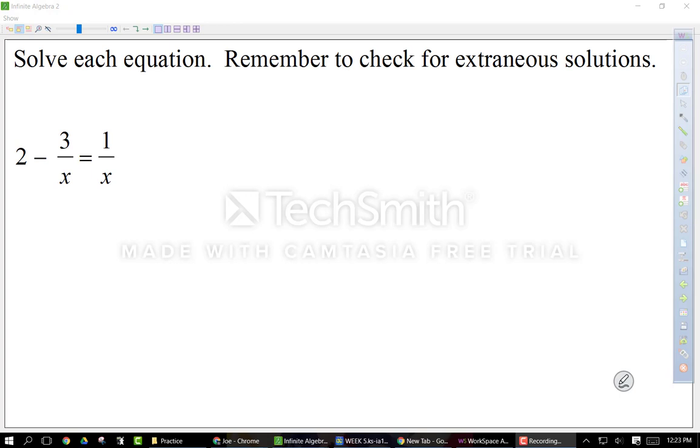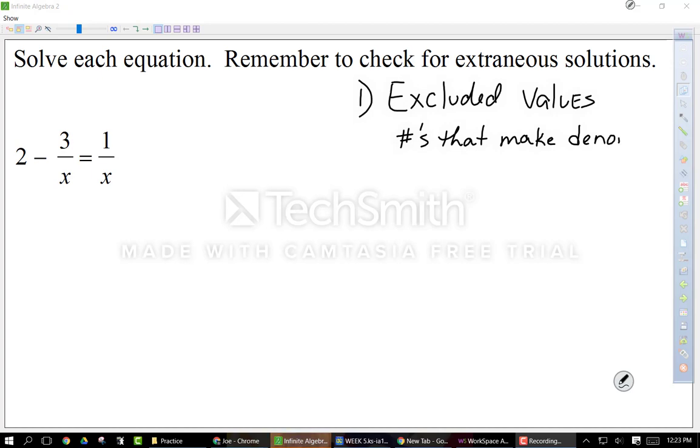First, we have to find the excluded values. Remember from a previous section, we need to find excluded values, right? We talked about what they were and how to find them. In case you forgot, we're going to go through this and figure out what to do here. Remember, excluded values are numbers that make the denominator 0.